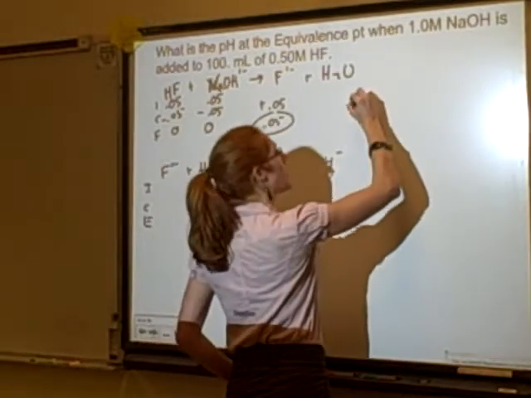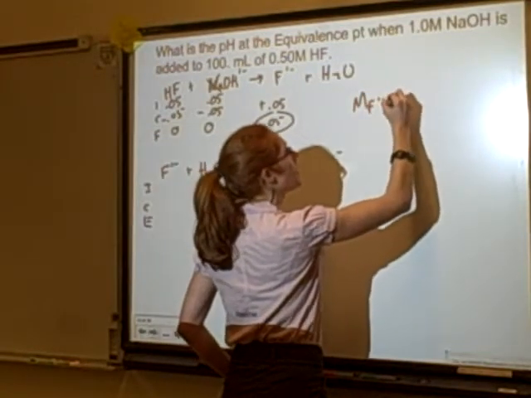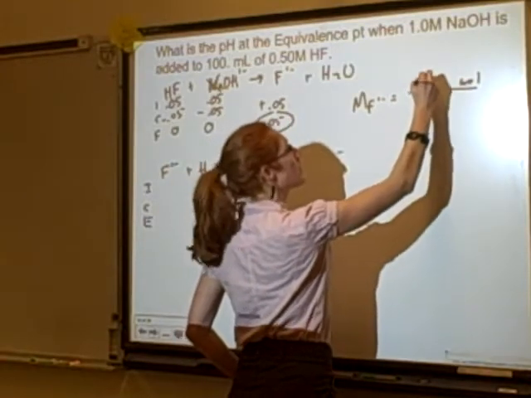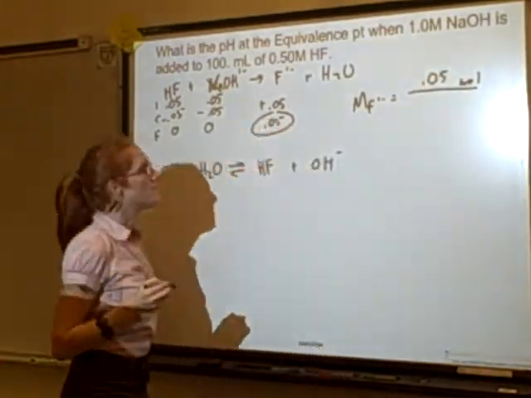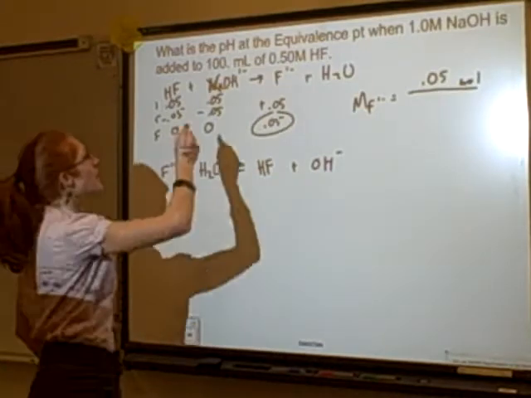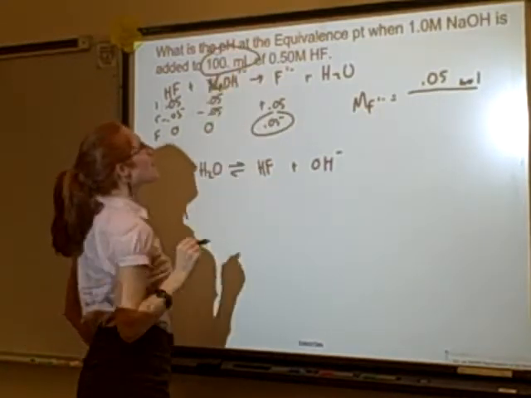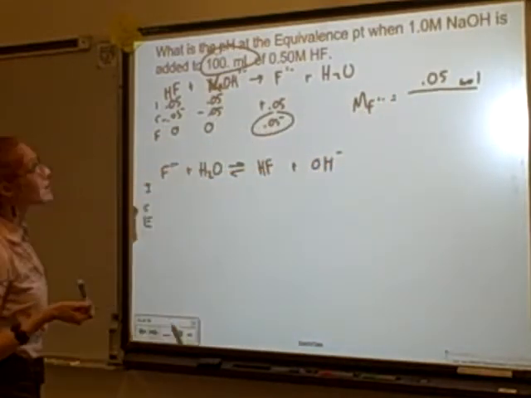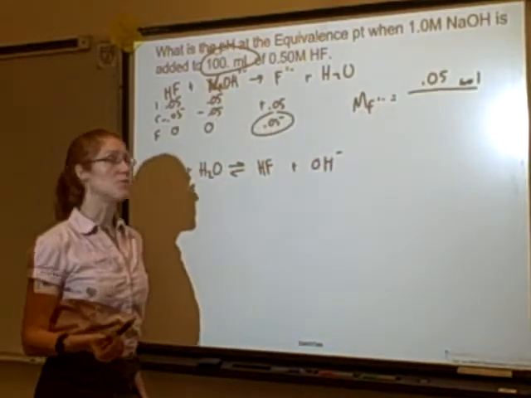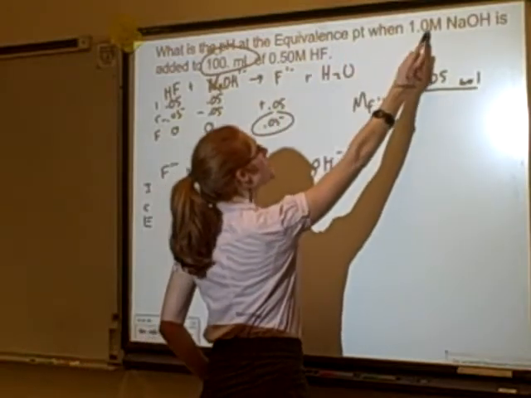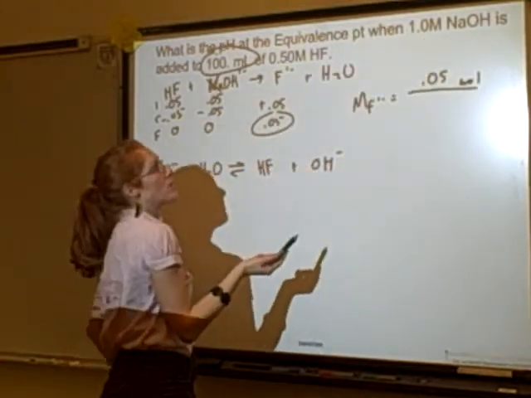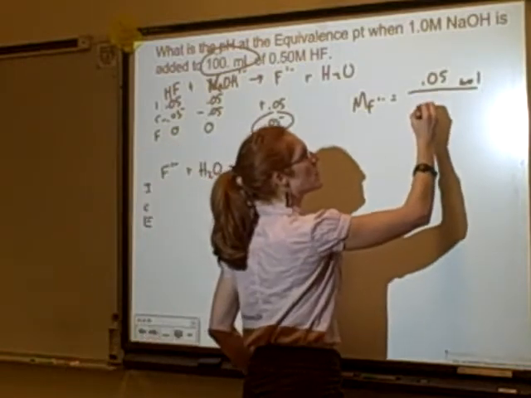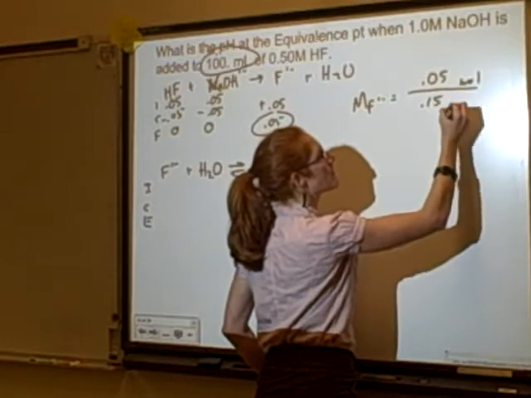So the molarity of the fluoride is equal to the moles, which is 0.05, over the volume. So I had 100 milliliters of this guy. I'm adding 1 molar sodium hydroxide. So the quick way to do this, I needed equal moles. This is twice as strong, I'm going to need half the volume, so I'm going to need 50 milliliters. So it's going to be 150 milliliters or 0.15 liters.